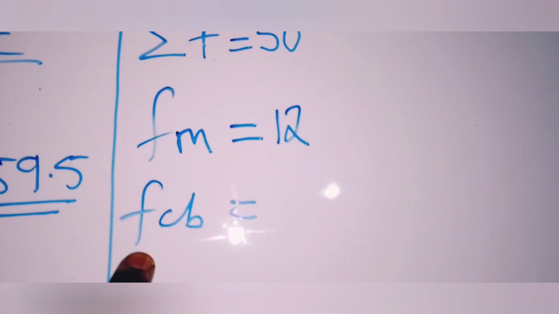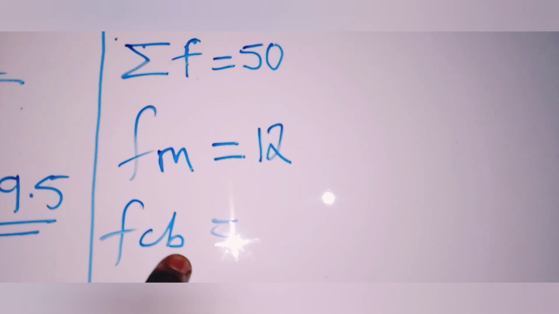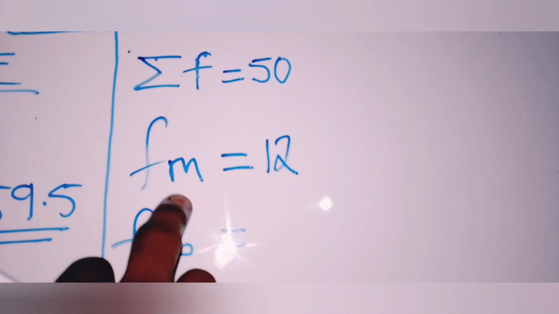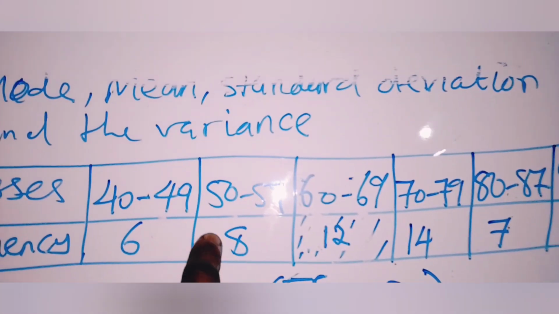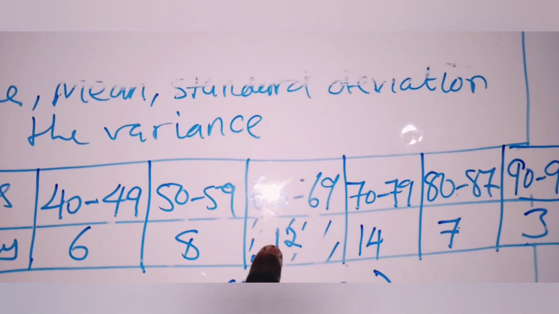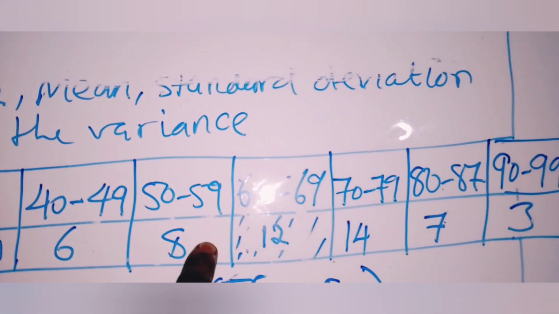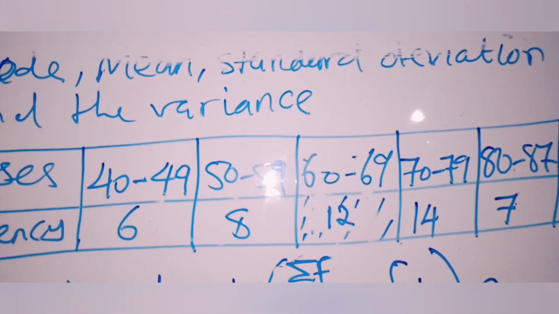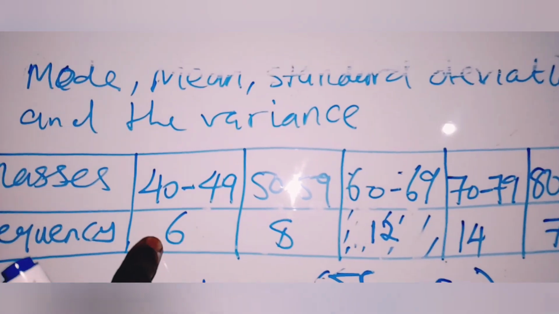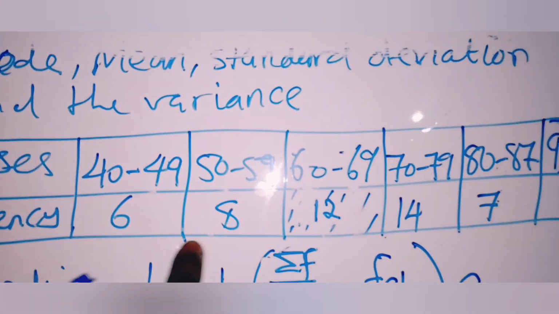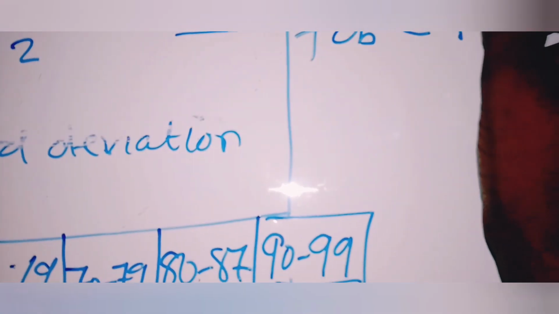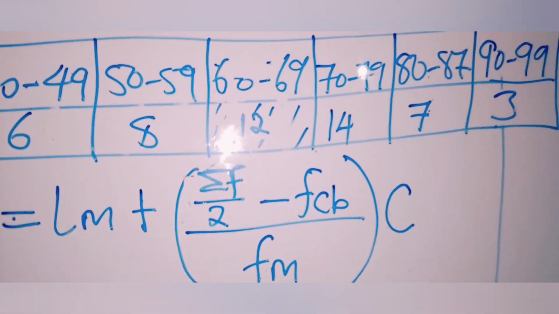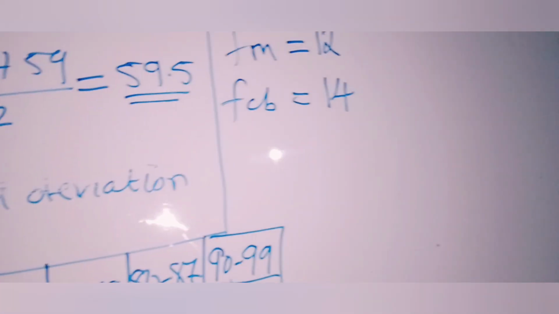Now we are going to find the frequency of the class before the median class. Before the frequency of the median class is what? There is 6 and 8, before the frequency of the median class. So 6 plus 8 before this. So everything you can add. All the frequencies you can add this side. If there were 4, if there were 3, we could have added, but here we only have 2. So 6 plus 8, that is 14.